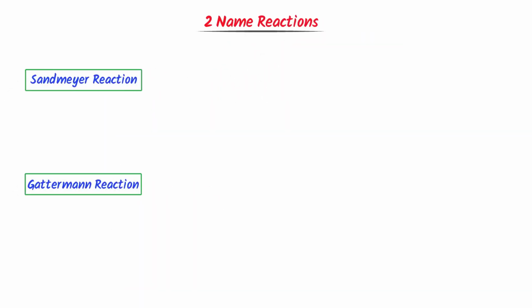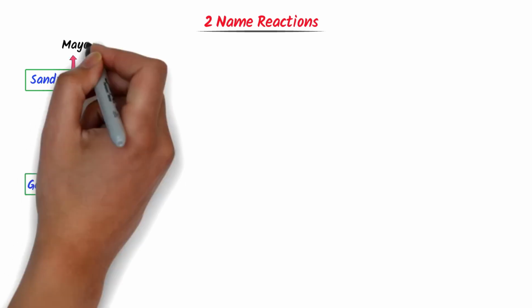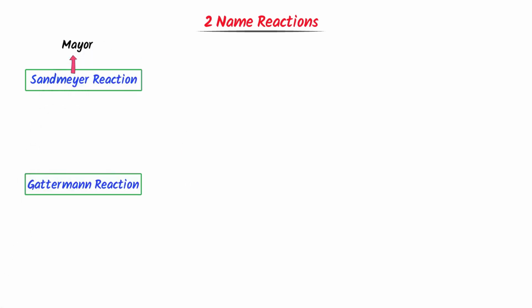Now let me teach you 2 more reactions like Sandmeyer reaction and Gattermann reaction. Now in Sandmeyer, there is the word Meyer. We know that a mayor controls a specific area like a town, bazaar, etc. Let the mayor here be Mr. Najam. So I say Najam closed custom bazaar. Let me repeat it. Najam closed custom bazaar.